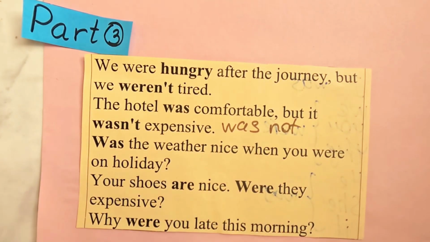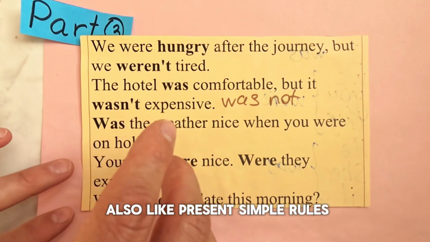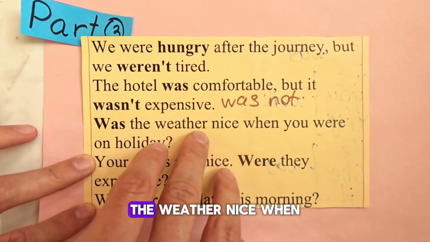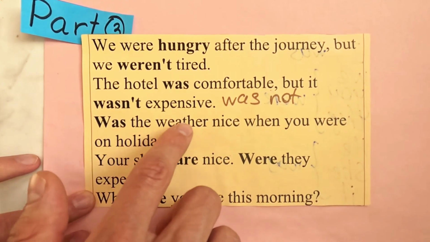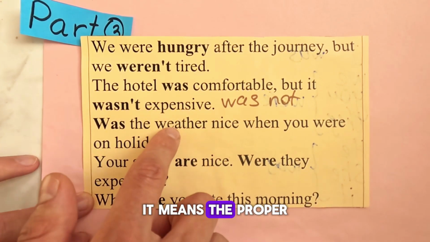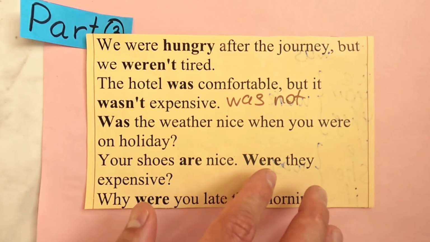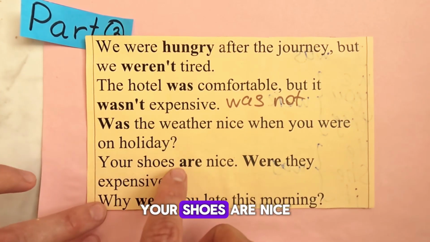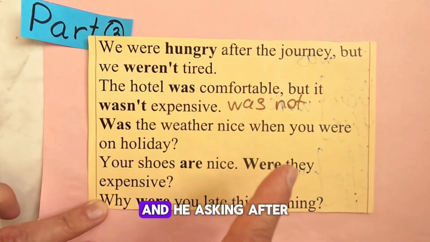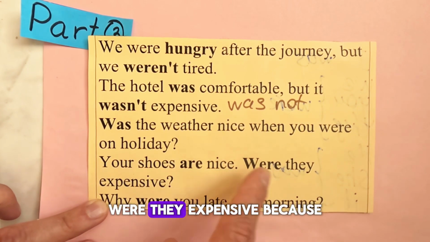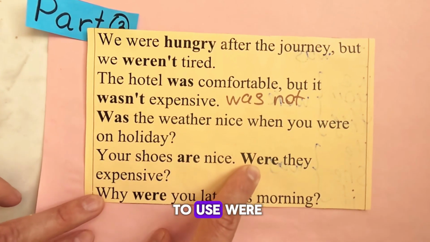You see? And we build questions also like present simple. Was the weather nice when you were on holiday? The weather, it means the proper pronoun for that, it, so that's why was. Your shoes are nice. Were they expensive? Your shoes are nice, because plural, are nice. And he's asking after some time, were they expensive? Because they, plural, that's why we have to use were.